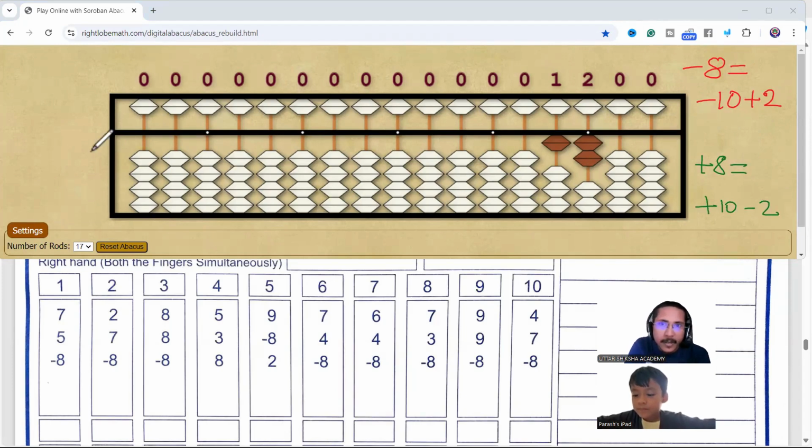So let us do minus 8. Minus 8. So you have to do minus 10 and plus 2. See, minus 8 is completed. So can you tell me the final answer? What is the final answer? Unmute yourself and tell me the final answer. What is the answer?